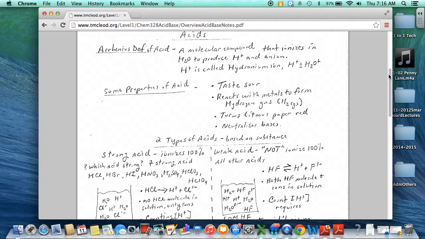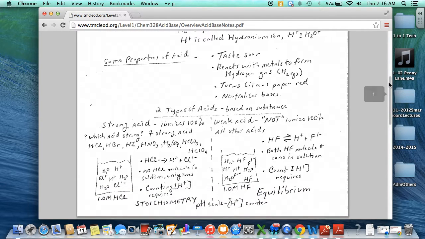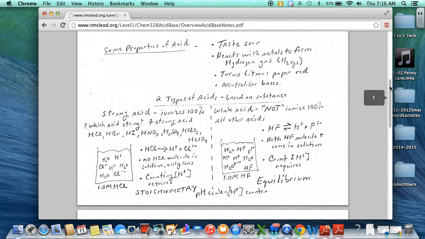Some properties of acid: it tastes sour, reacts with metal to form hydrogen gas, turns litmus paper red, whatever litmus is. We'll talk about pH indicators later in a different video. And it neutralizes base. Again, we'll talk about what neutralize means in a different video. So those are some of the properties.